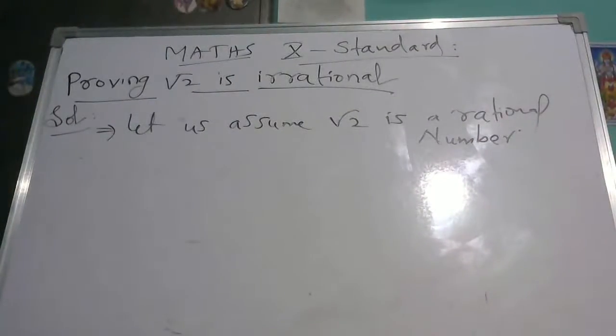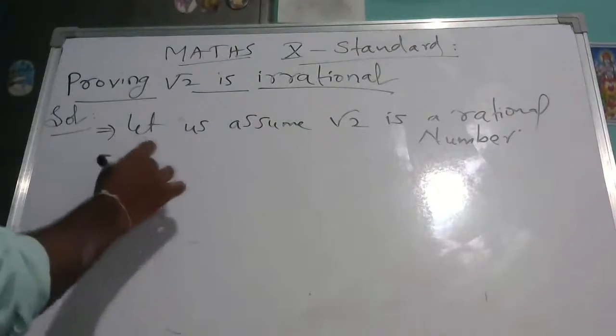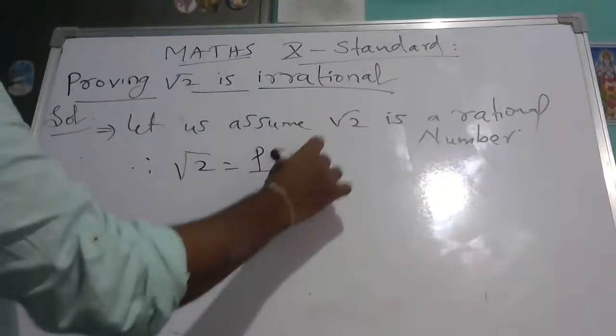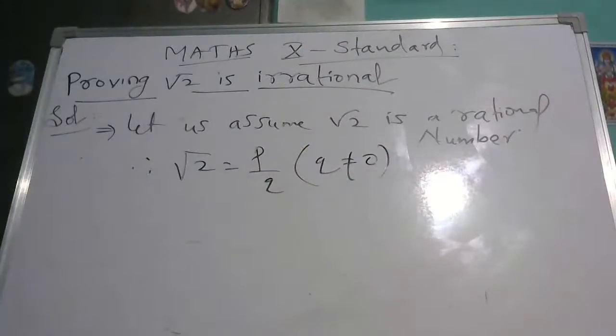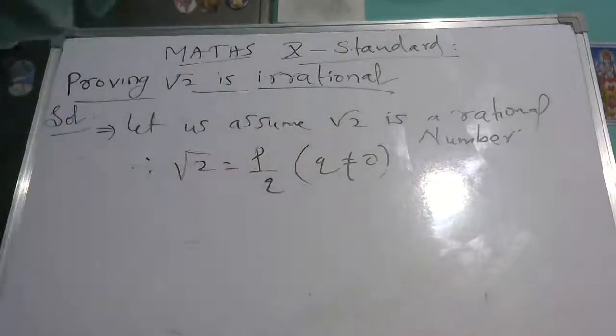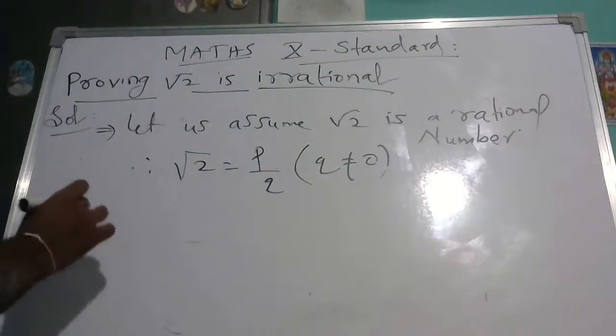Then, any rational number should be in the form of a by b, or p by q. So root 2 should be in the form of p by q, where q is not equal to 0. Why? Because if q is equal to 0, you can't define that value. That's why any rational number should be in the form of p by q, and q must not be equal to 0. Step 1: you are assuming that root 2 is a rational number, and then root 2 is equal to p by q.